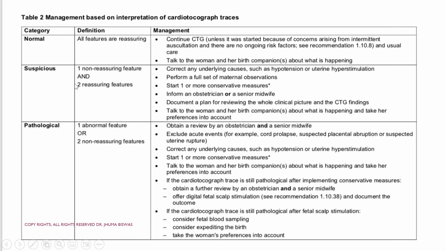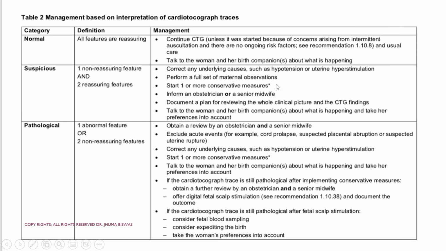So now you know about that. You can classify it as normal, suspicious, or pathological. So what are your next steps? In case of normal, then you can just monitor the patient. You can reassure the woman and her birth partner about that. But if at any point you see it's suspicious, in that case, you have to find out any acute events.